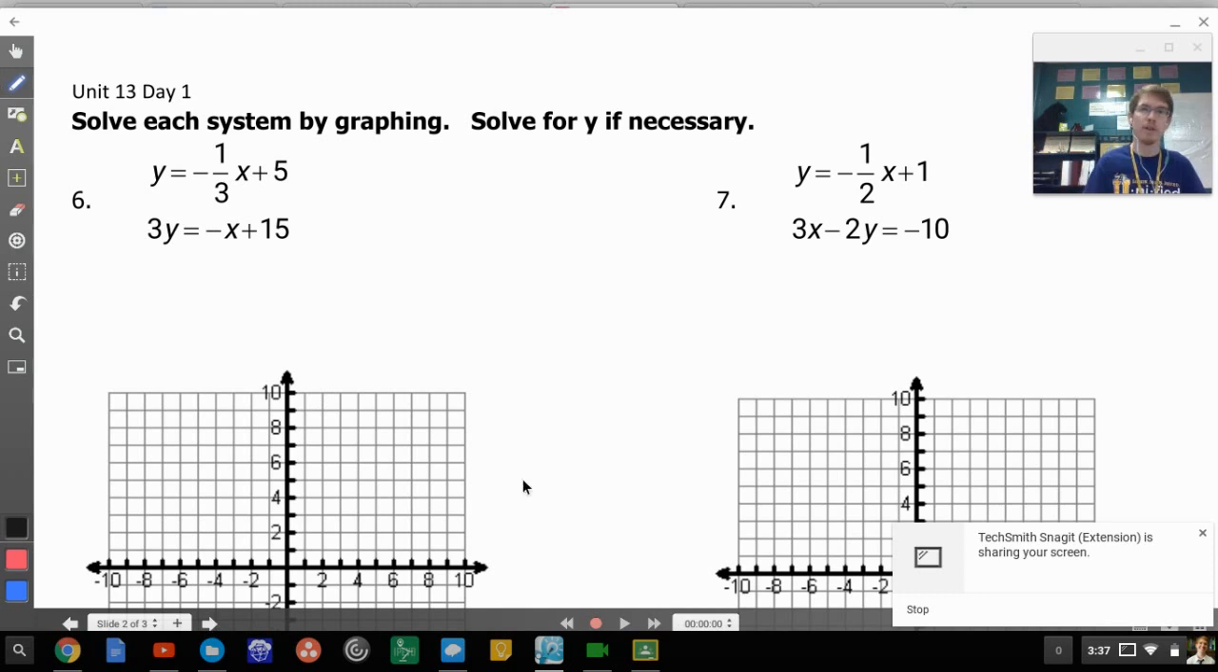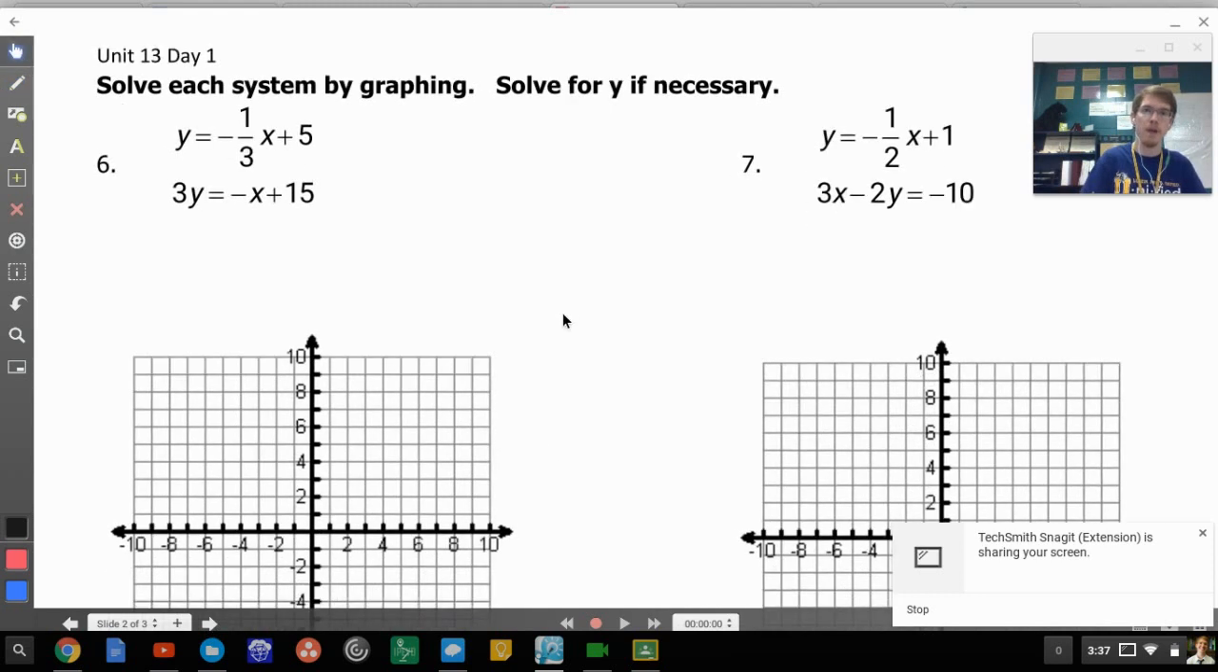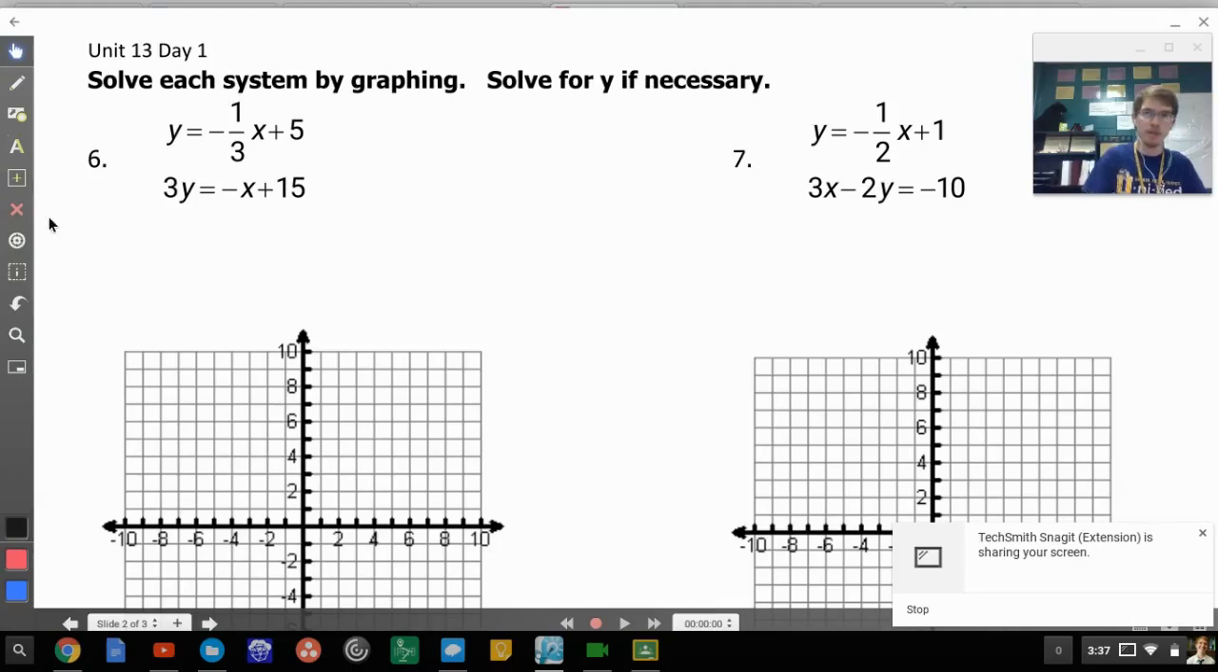All right. Solve each system by graphing. Solve for y if necessary. In order to graph, we have to make sure y is by itself. For this one, we don't have to worry about it: negative 1/3x plus 5. I can go ahead and graph that one. It starts right there, down 1/3, down 1/3, and it's going to go off in this direction. So there's the first one.